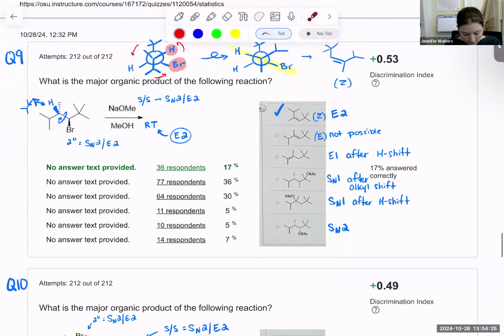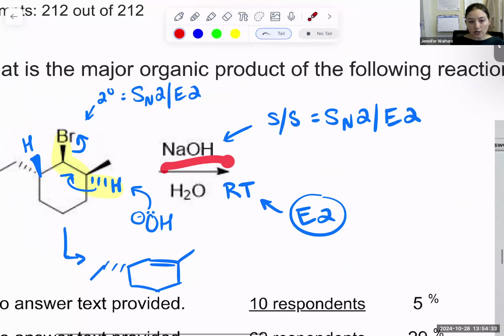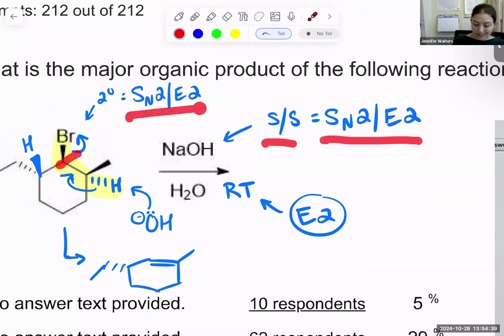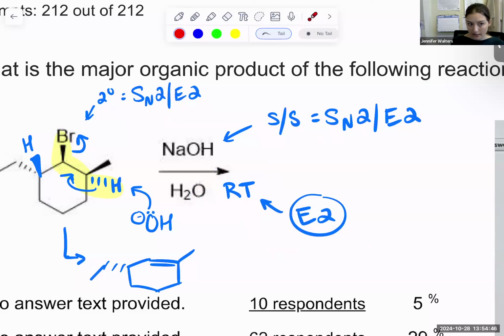Question 10. What is the major organic product? All right, again, we go through the process. I see sodium hydroxide. That's O minus. That is strong. So strong tells me SN2 or E2. I see a secondary leaving group, tells me SN2 or E2. Again, nothing written, tells me room temperature, so that is E2. So I'm looking for my elimination product.